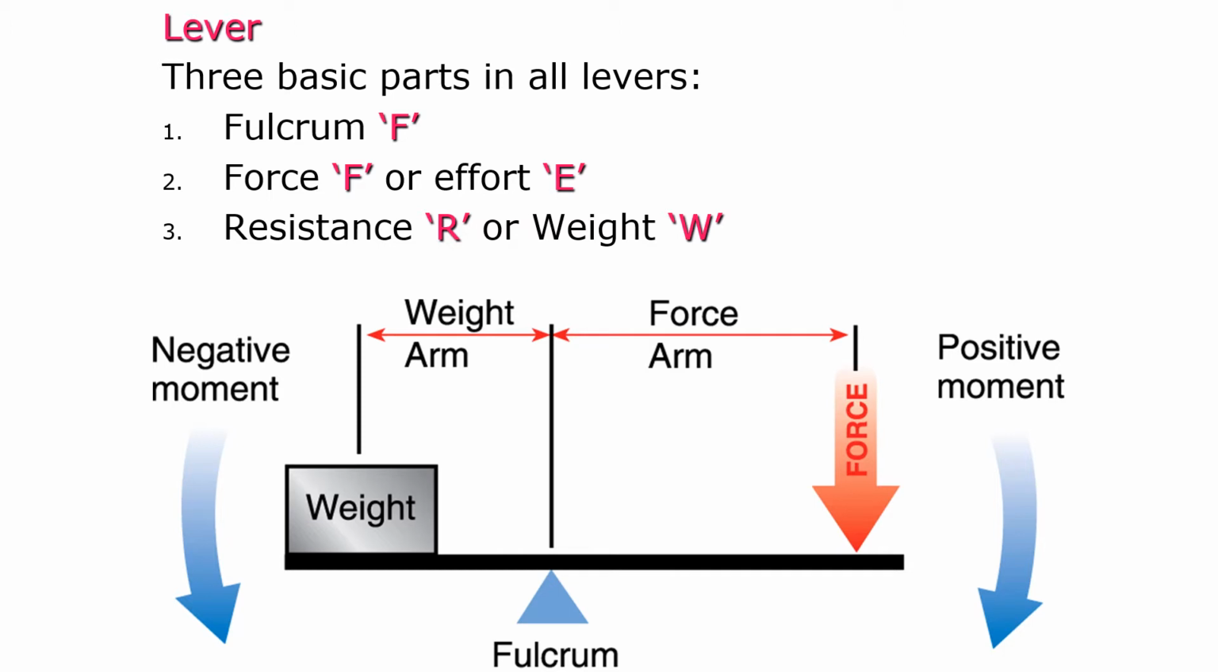There are 3 basic parts in all levers. First is the fulcrum, or the pivot point. The second is the point where the force or effort is being applied. And the third is the point where the resistance or weight is being moved or lifted.